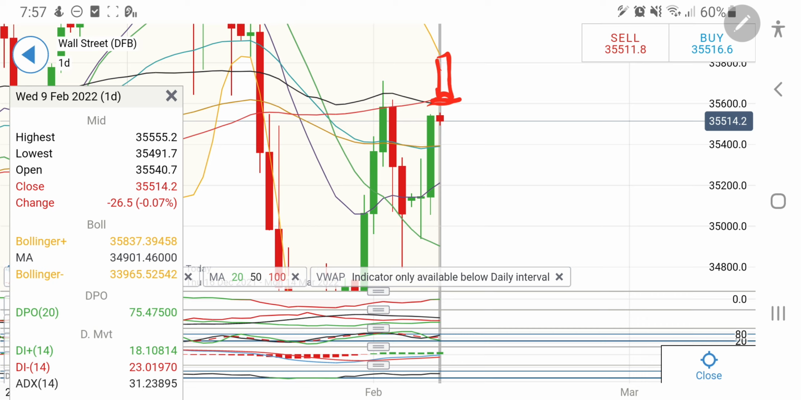35,350 is also very strong support. These two levels I will be definitely watchful of. And below 35,350 only I will recommend you to go short. And yes, beyond 35,600 you can go long. Definitely you can make at least 200 to 300 points today itself.